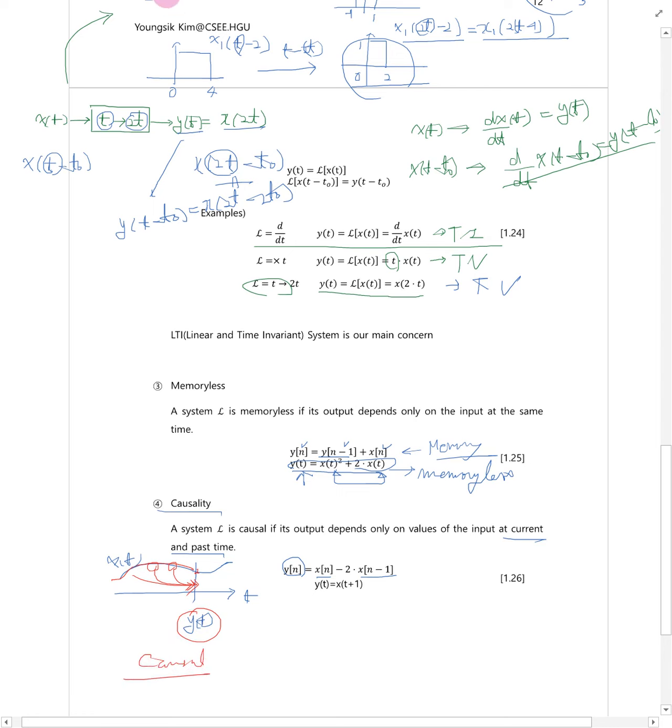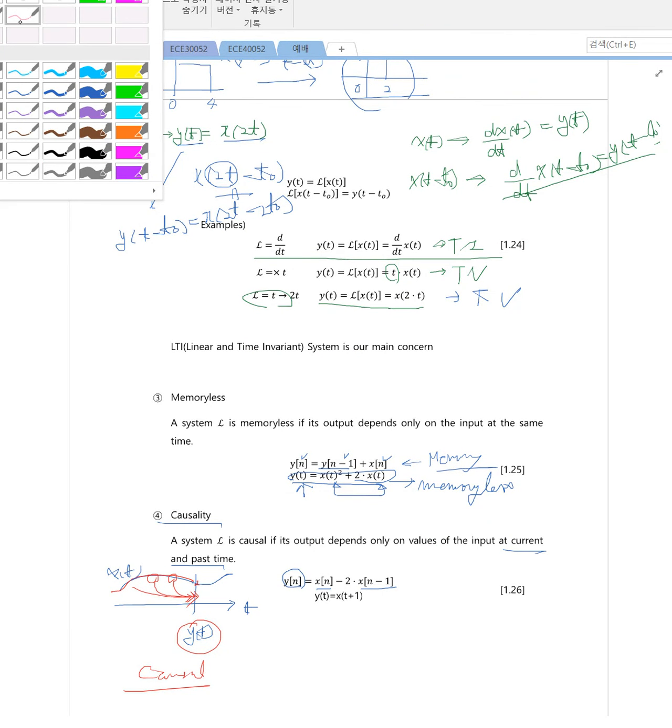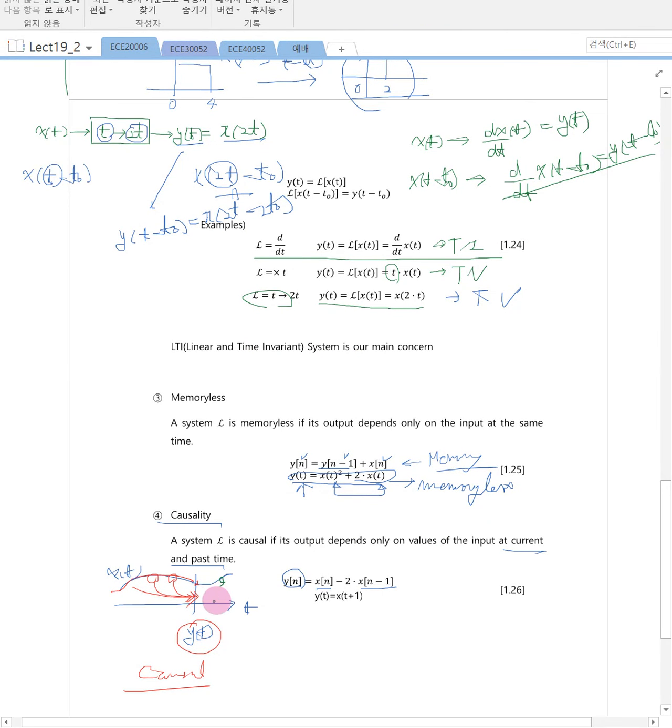What is a non-causal system? In a non-causal system, future data affects the current value. So this is the current time point, but the future data somehow affects the output response, and that is called non-causal. Usually a non-causal function cannot be implemented. So if the previous data affects the output, that's causal; if future data affects the output, then this is called non-causal. But if the current and the past value affect the current output, then it is called a causal system.